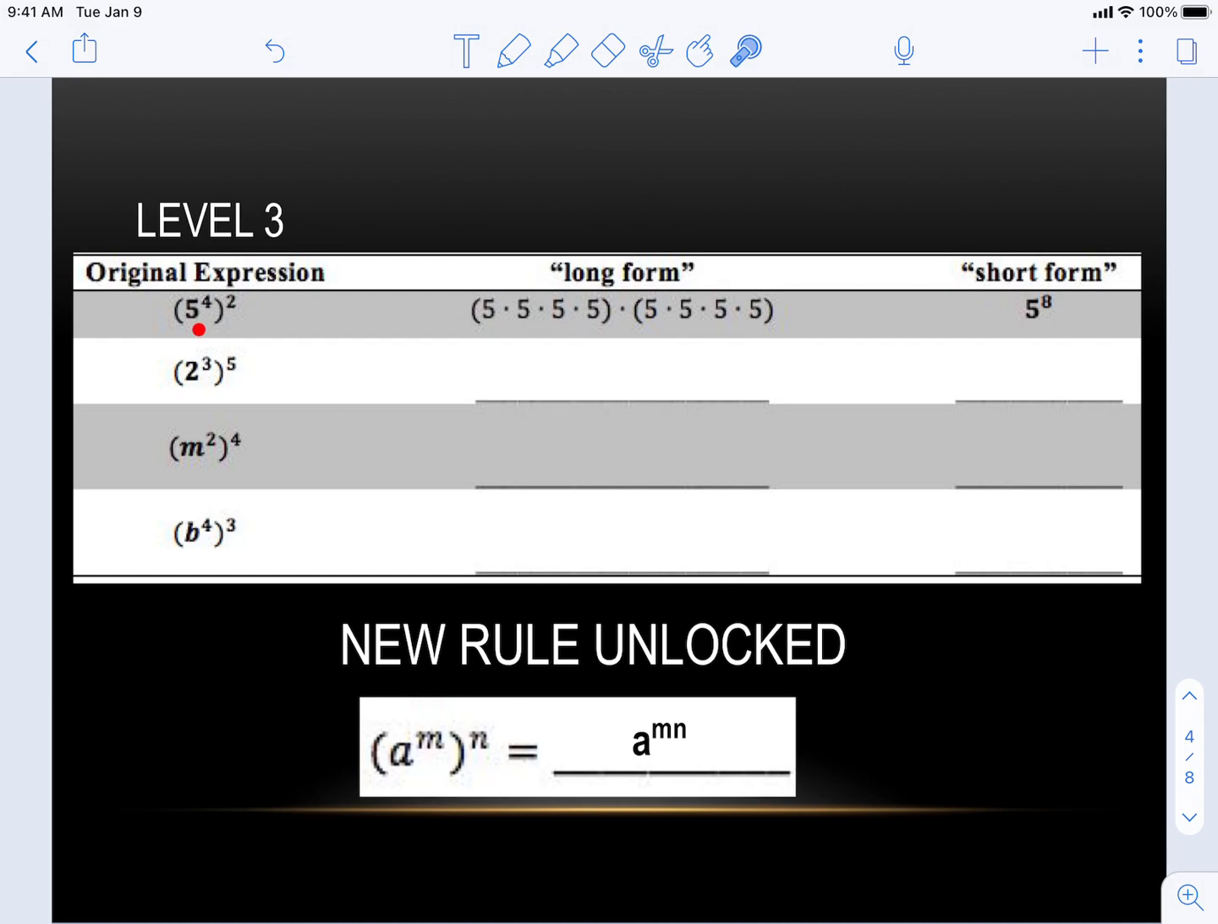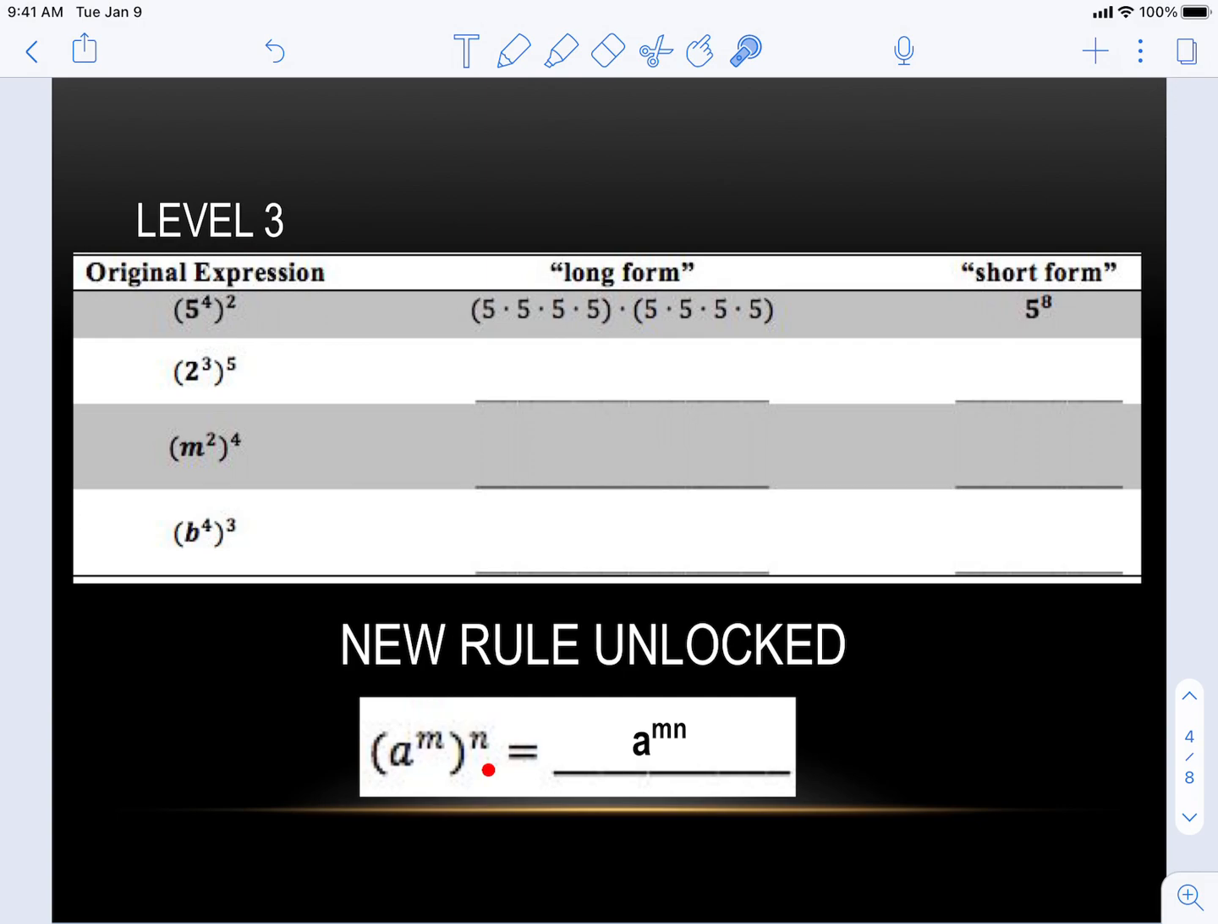If I take this 5 to the 4th and I square it, that thing in parentheses is 5 times 5, so there's 4 of them, right? So over here in the parentheses, I've got 4 5s. This set of parentheses, I've got 4 5s. The thing in parentheses is being squared, so there's 2 of these sets of parentheses. And so if I add up all of those 5s, there's 8 total, which is 5 to the 8th. Now the shortcut method there would be to just multiply. I've got 2 groups of 4, so 2 times 4 is 8.